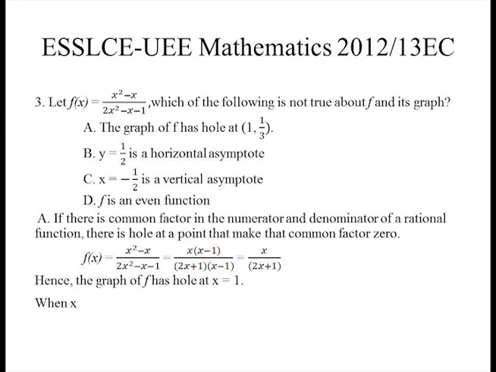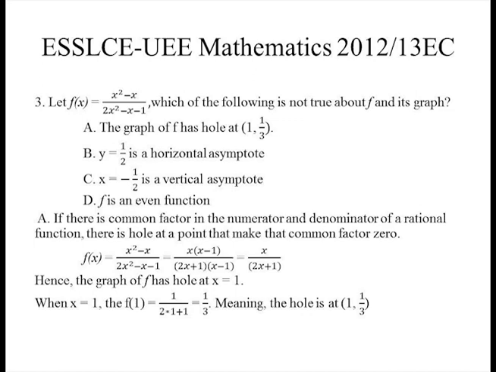When x is equal to 1, f of 1 is equal to 1 divided by 2 times 1 plus 1, which is equal to 1 divided by 2 times 1 is 2 plus 1 is 3, meaning the hole is at 1, 1 over 3. So choice A is true.